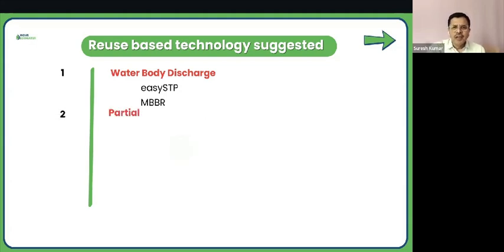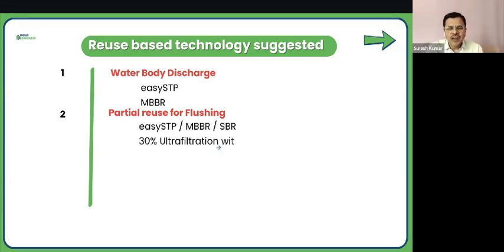If you are going to reuse some of your treated water for flushing, then what you should be doing is go for one of these two technologies or sequencing batch reactor, plus you need to go for ultrafiltration for 30% capacity along with UV, right? UF of 30% capacity plus UV. And sewage treatment technology, any technology including easySTP, MBBR or SBR. MBR is not suitable for this purpose.